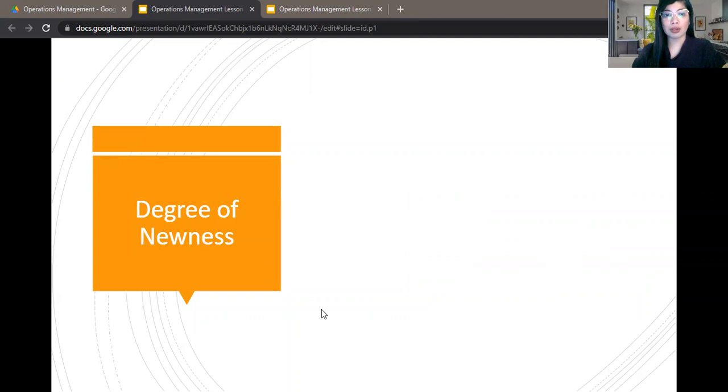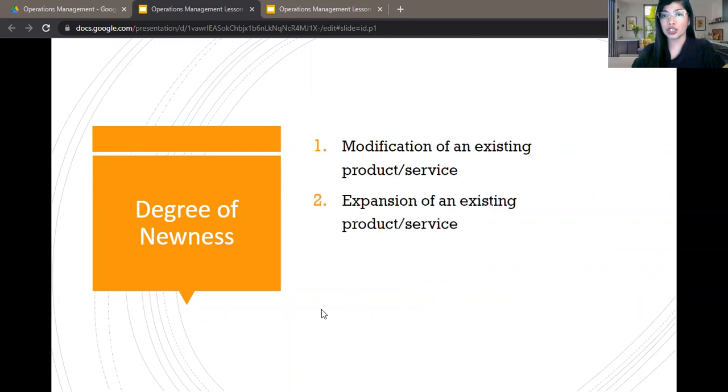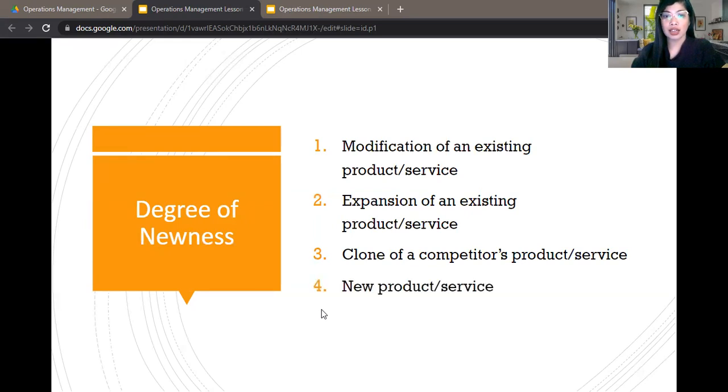In connection, for the market, a low level of newness would mean little difficulty with market acceptance, but possibly low profit potential. Even in instances of low profit potential, organizations might use this strategy to maintain market share. The degree of newness also includes the modification of an existing product or service, expansion of an existing product or service, a clone of a competitor's product or service, and a new product or service.